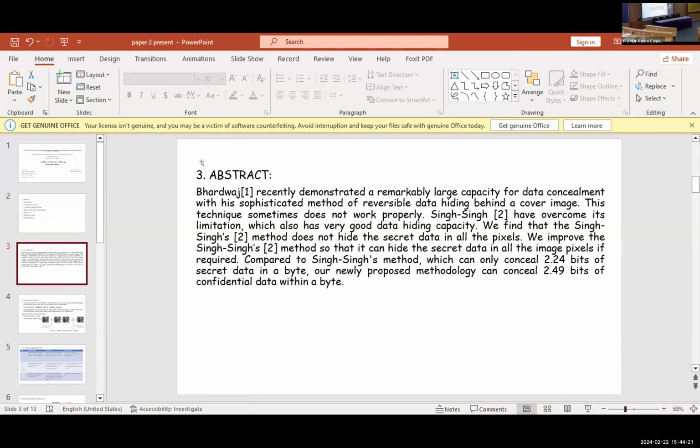Bhardwaj recently demonstrated a remarkably large capacity for data concealment with sophisticated methods of reversible data hiding behind a cover image. This technique sometimes does not work properly. Then Singh and Singh overcame its limitation, which also has very good data hiding capacity. We find that the Singh and Singh method does not hide the secret data in all the pixels. We improve the Singh and Singh method so that it can hide the secret data in all the image pixels if required. Compared to the Singh and Singh method, which can only conceal 2.24 bits of secret data in a byte, our newly proposed methodology can conceal 2.49 bits of confidential data within a byte.